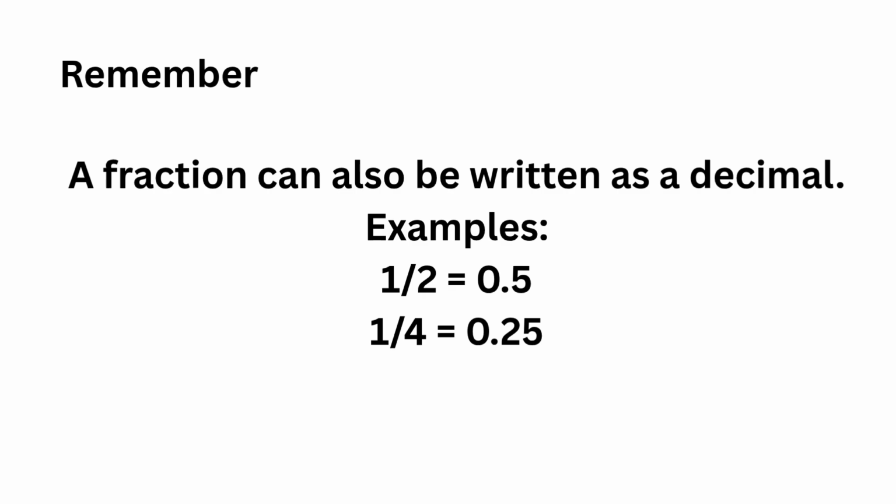So please remember, a fraction can also be written as a decimal. Examples are 1 over 2, which is 0.5, and 1 over 4, which is 0.25. That means if you divide 1 by 2, it gives you 0.5, and if you divide 1 by 4, it gives you 0.25.